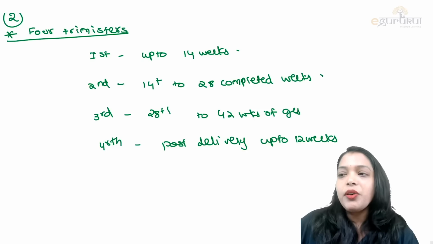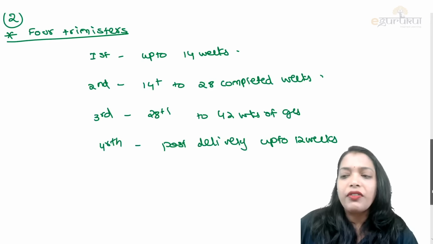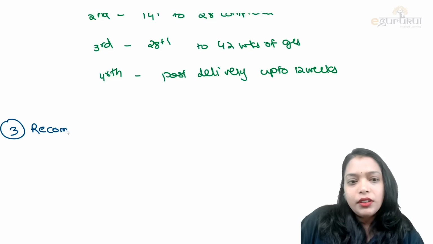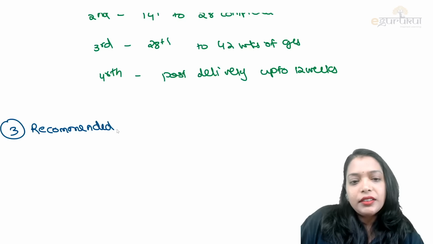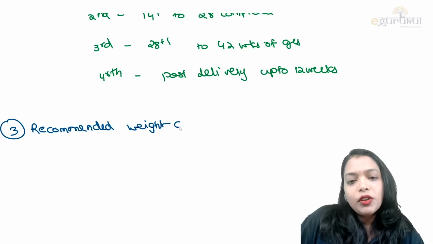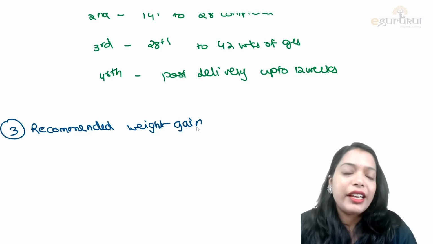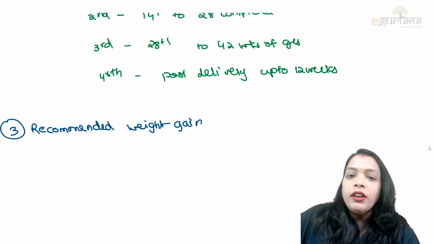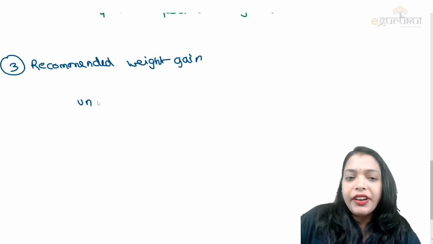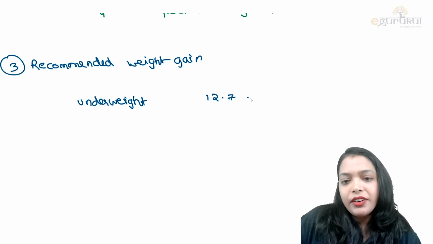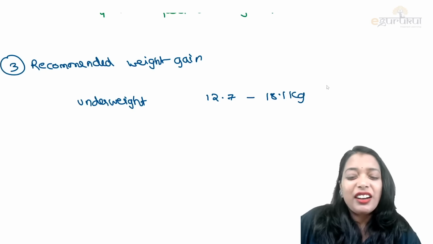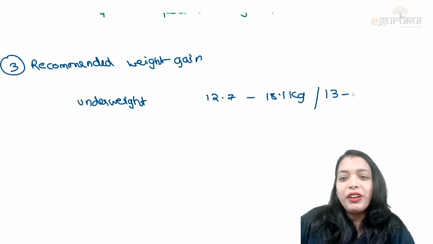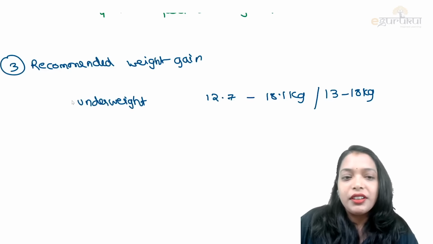Next, recommended weight gain also. It is almost similar to what we have learned previously, but I'm just writing the updated values for you. On an average in India, we always tell 11 kgs: 1 kg in the first trimester, and 5 kgs each in the second and third trimester. Recommended weight gain for underweight is 12.7 to 18.1. It's very difficult to remember points like this, I really don't like it. So we'll remember it in round figures of 13 to 18 kgs.